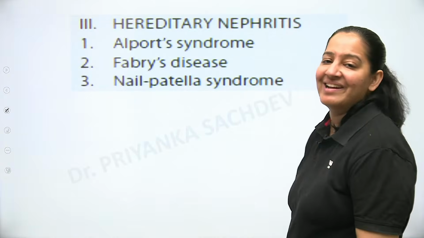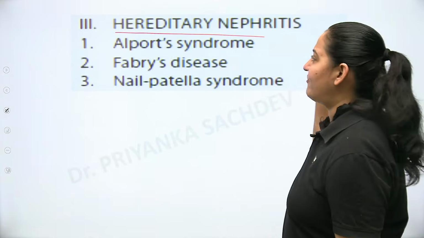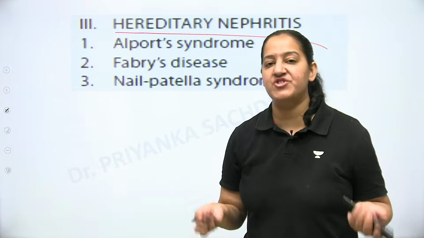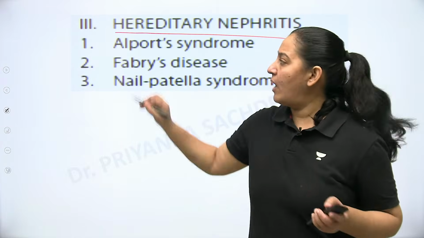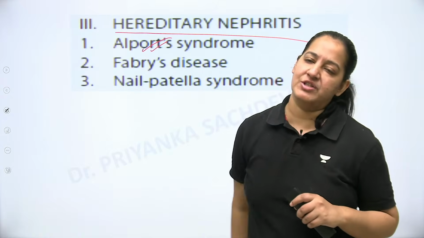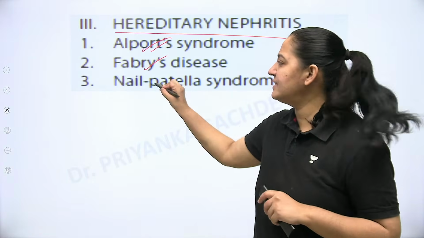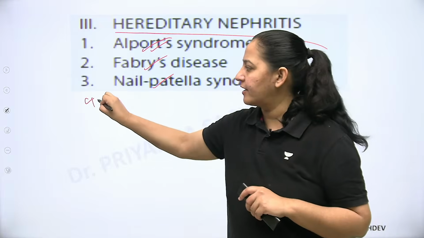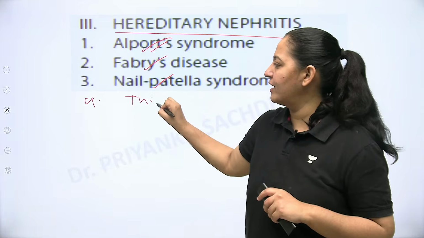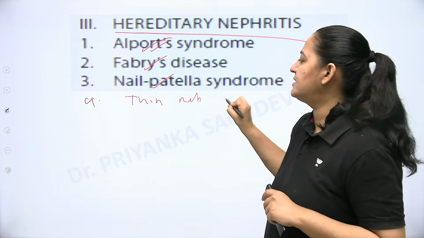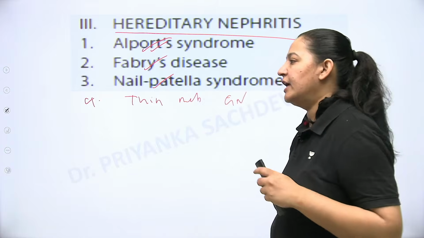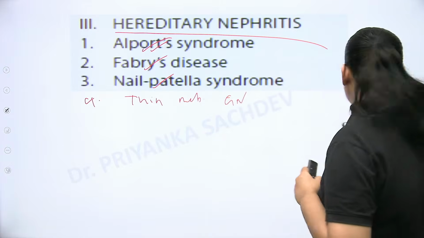And the third one are the hereditary. In hereditary, the glomerulonephritis is congenital. It is present since childhood. So Alport disease is the most important here. The first is the Alport. Second is Fabry disease. The third is nail patella. And fourth you add here. It is thin membrane. There are 4 in number. Thin membrane disease or thin membrane glomerulonephritis. Give me a thumbs up. Everyone give me a thumbs up.